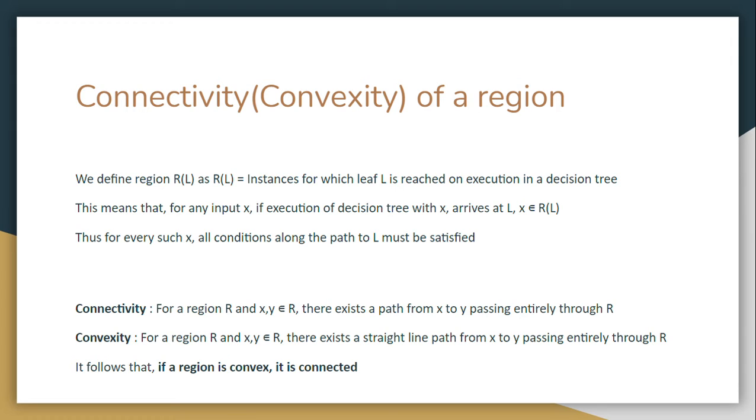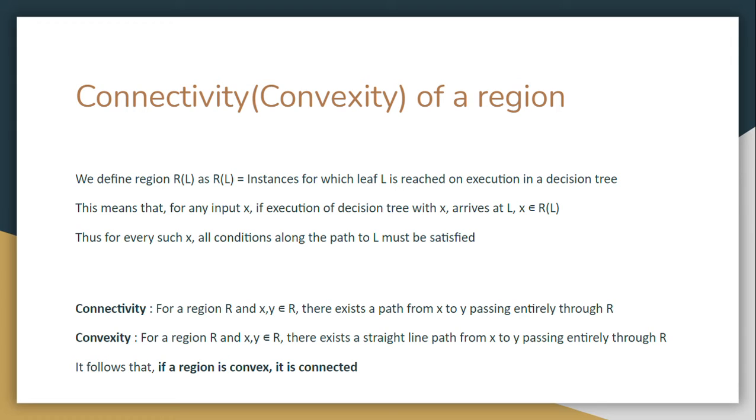Thus, for every X, all the conditions along the path to L must be satisfied if it belongs to R of L. Of course, if it reaches the leaf L starting from the root, every condition along the path must be satisfied. That's how it reaches L. Okay, so we'll keep this in mind, R of L is such a region.